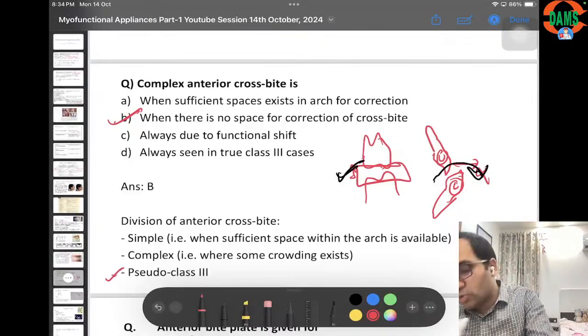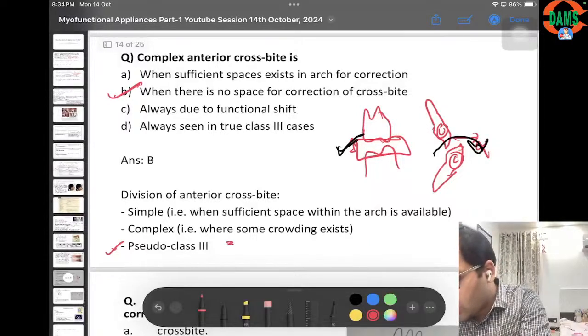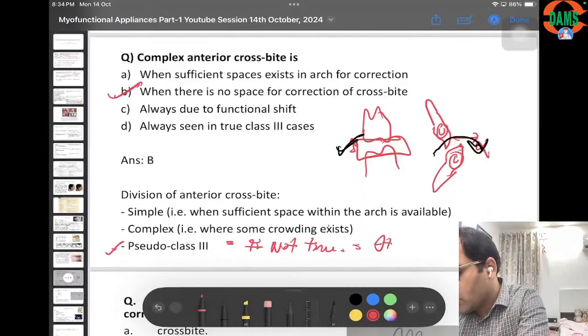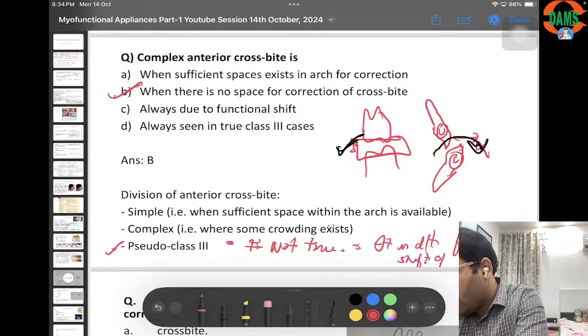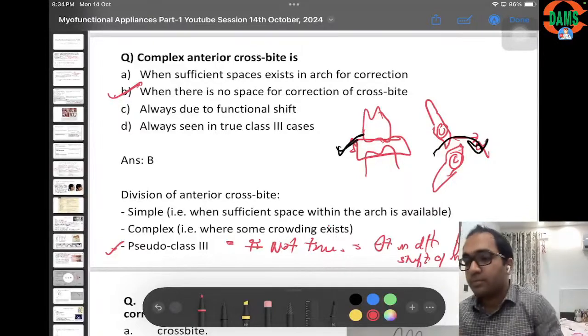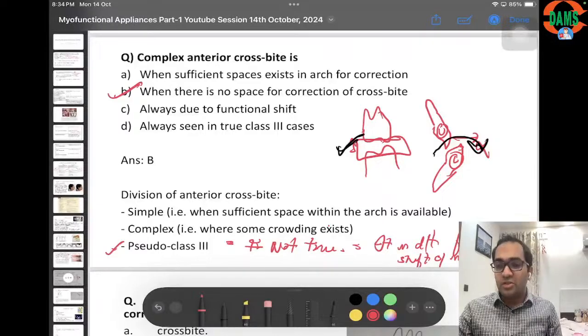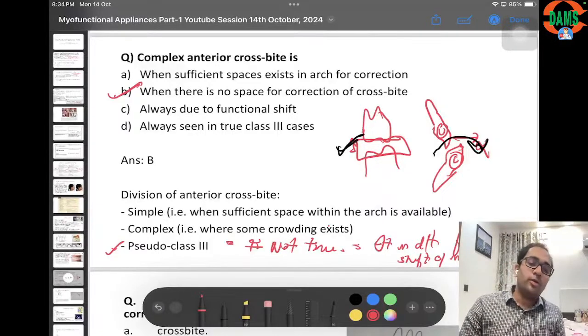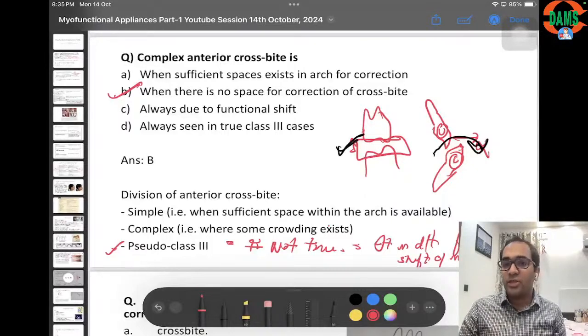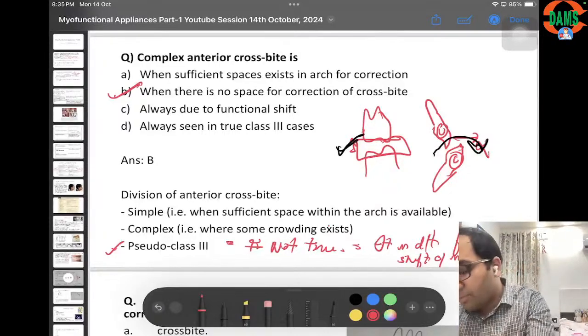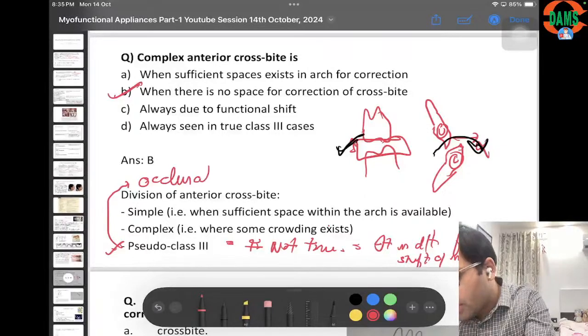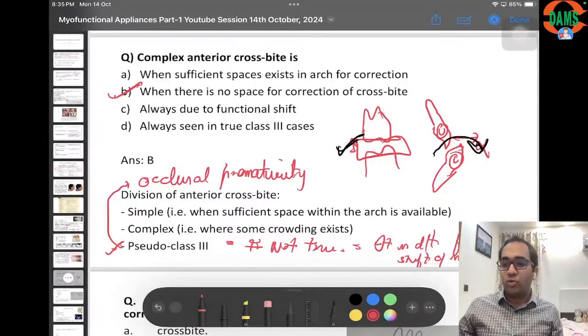And pseudo class 3 or pseudo cross bite is a situation which is not a true class 3. It is due to a forward shift of the mandible, due to the presence of occlusal prematurity, that a cross bite is happening. It is not a true class 3. The patient habitually presents his mandible or forces his mandible in the forward position. Why? Because of the presence of an occlusal prematurity. This is known as pseudo class 3.